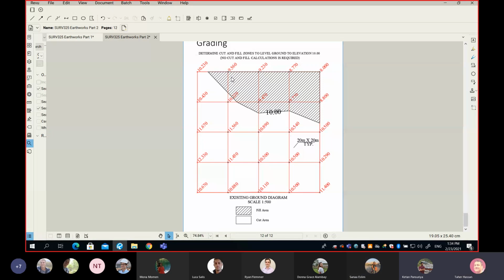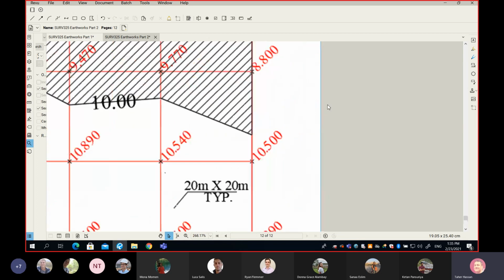Okay, so let's start with number one, because you cannot solve number two without answering number one. We have two questions: where, and then how much. You cannot find how much before you answer the first one. It has to be in the same order. Where you have to say, where is my cut, where is my fill? To answer this question, watch this, please.